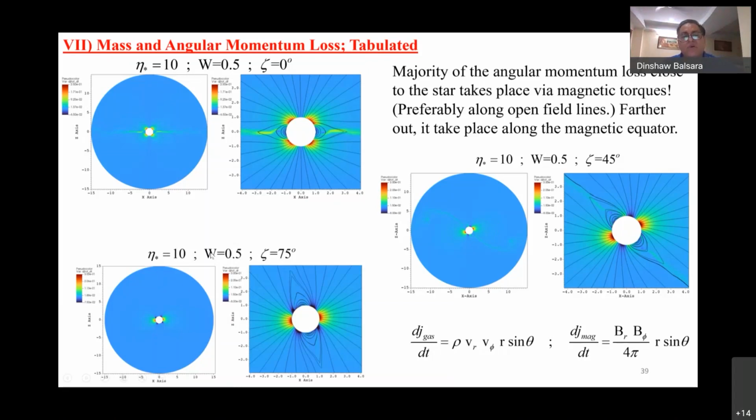And now we can take this further to a 75-degree tilt, and we can again see the same trends, namely it's the open field lines that carry a majority of the angular momentum close in to the star, but moving outwards, it's the mass that again carries the angular momentum.